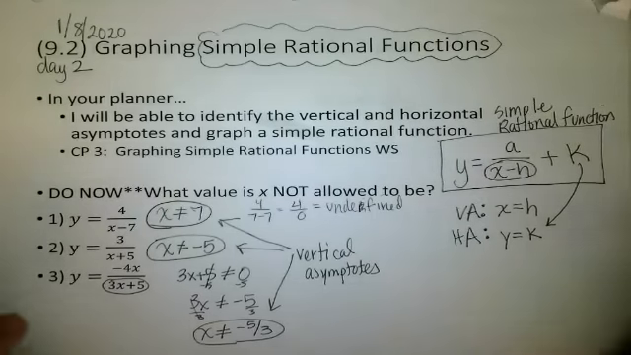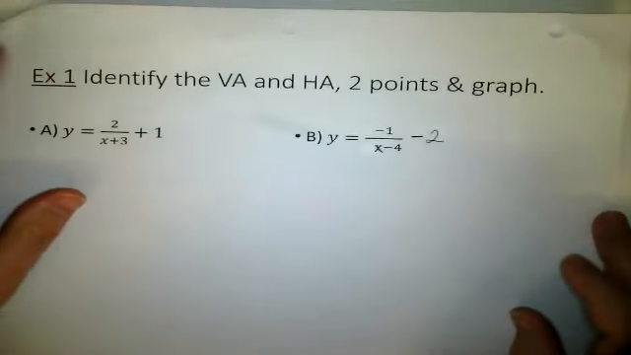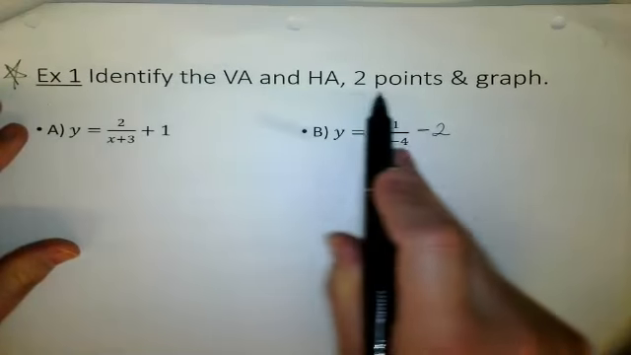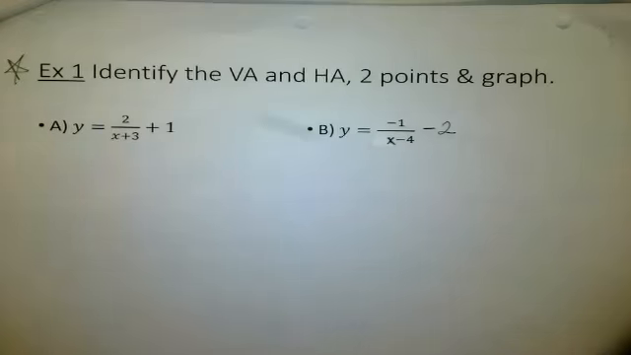Okay. So we're going to start with this information. Let's see how that works. I skipped a little bit today. Okay. So example 1. Again, your notes should say example 1. Identify VA and HA, 2 points, and graph. You need the example there and directions. Directions tell you what you need to do, and those are also the same directions you would see on a test or something if I let you use your notes. It's important to have those. Identify the VA and HA, 2 points, and graph.